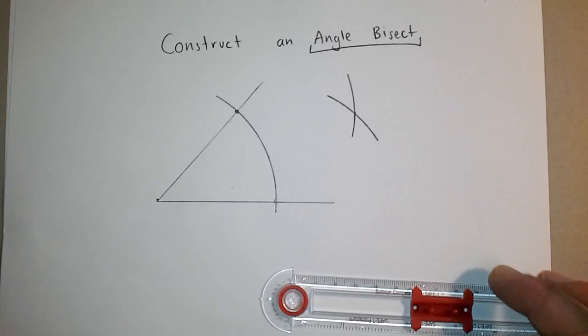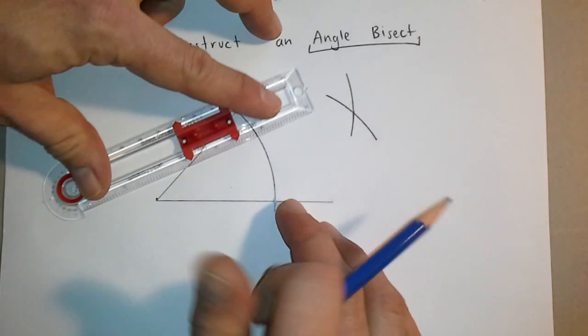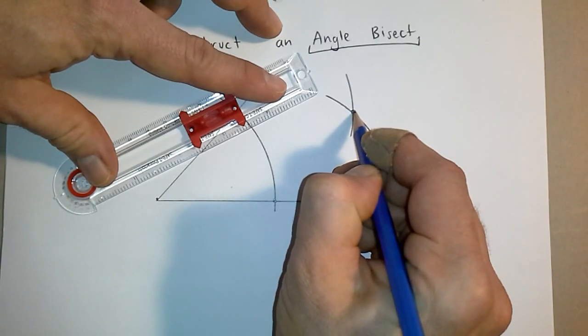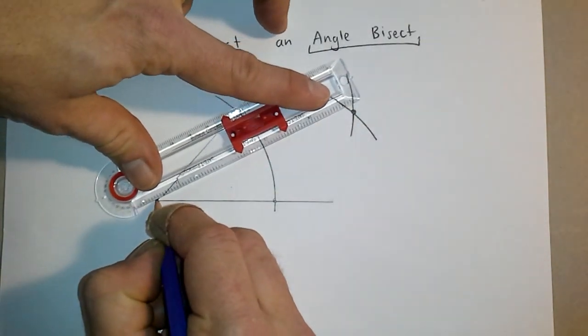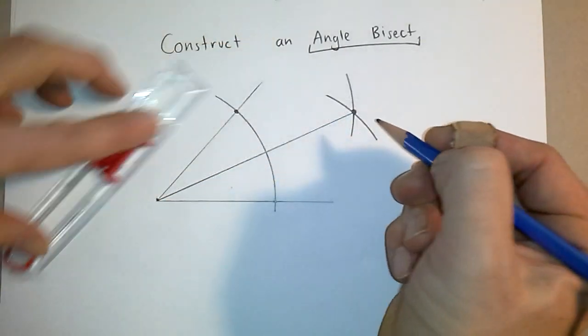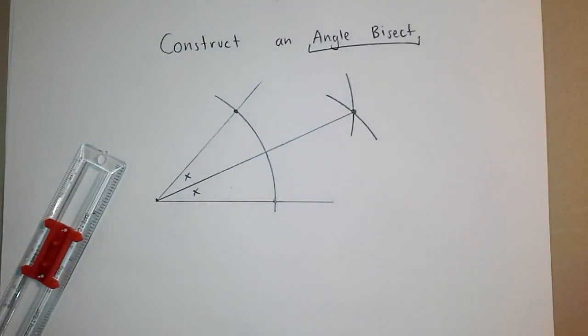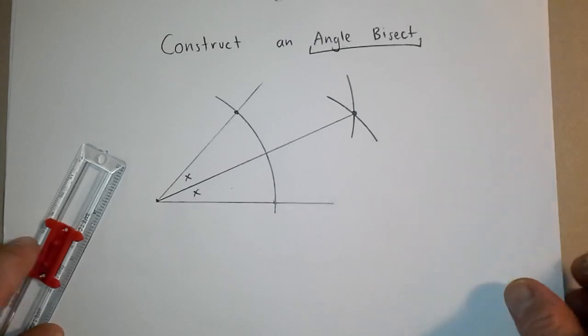Okay, once you do the first one, then simply take your ruler, and where these two arcs intersect, you draw a line through that intersection point, all the way to the vertex of your angle, and boom, you have two equal angles here for your angle bisector. Let's take a quick look at that again, nice and easy.